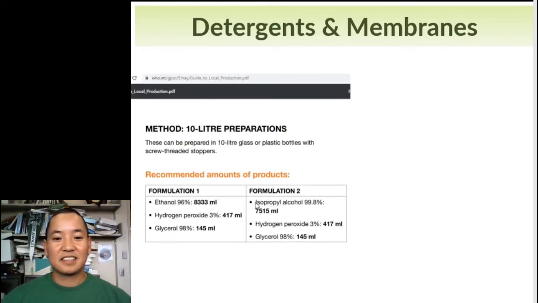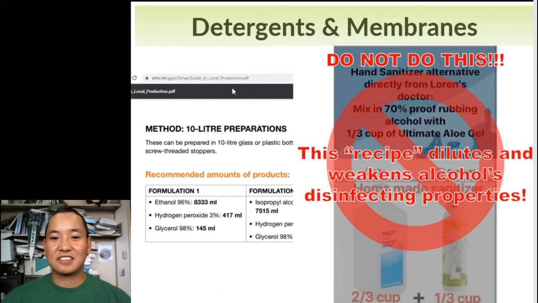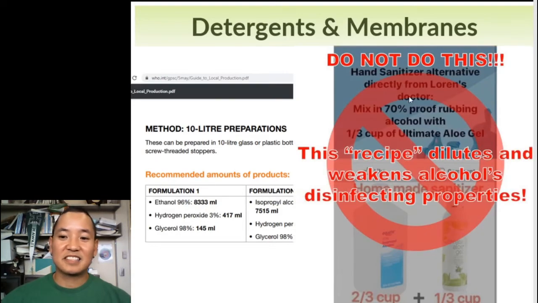But again, this is the other thing. On social media, this is the World Health Organization's formulation for making hand sanitizer in mass quantities if you have these ingredients. But the thing about social media is that they often get things wrong. They say, here we have alcohol, hydrogen peroxide, and glycerol. Or I've seen this online: hand sanitizer alternative, 70% proof rubbing alcohol. But look at this. Back here it says isopropyl alcohol 99.8%, ethanol 96%. So this person said, let's just use 70%.